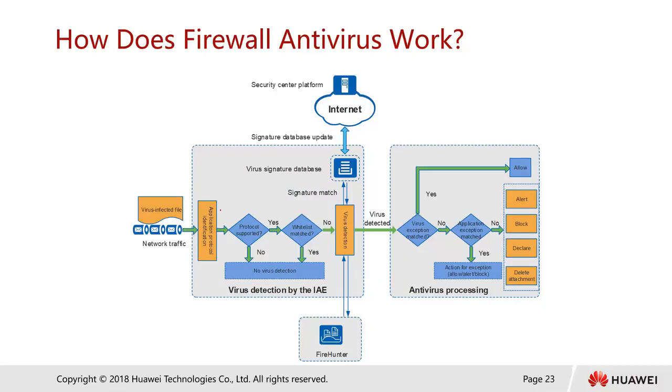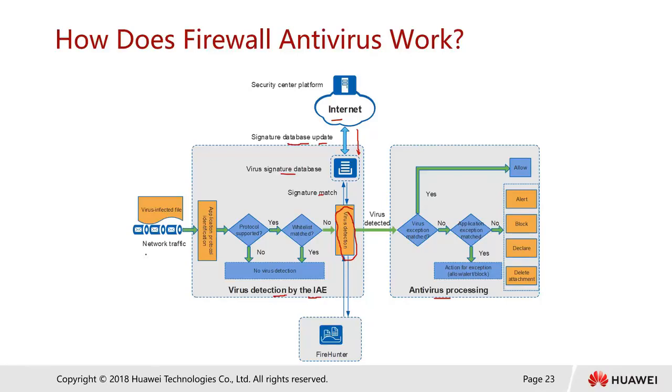And how does the firewall antivirus work? First of all, we have the virus detection by the IAE, and then we have the antivirus processing. From the internet, we will constantly download the signature database. So constantly we get updates of the database, just like any other antivirus software. And this is the part where it performs the virus detection.